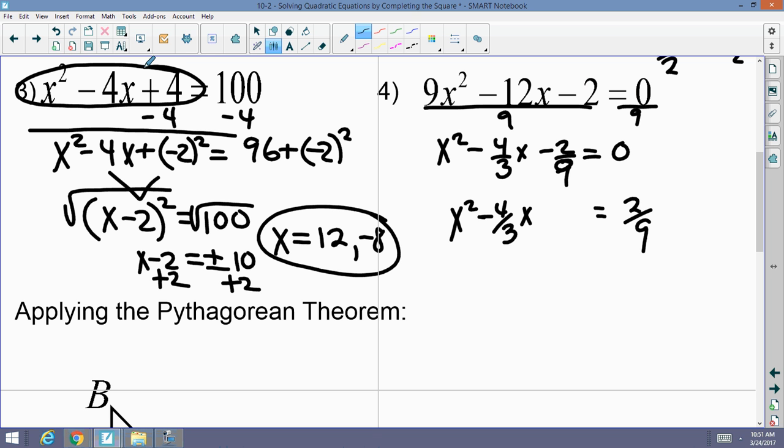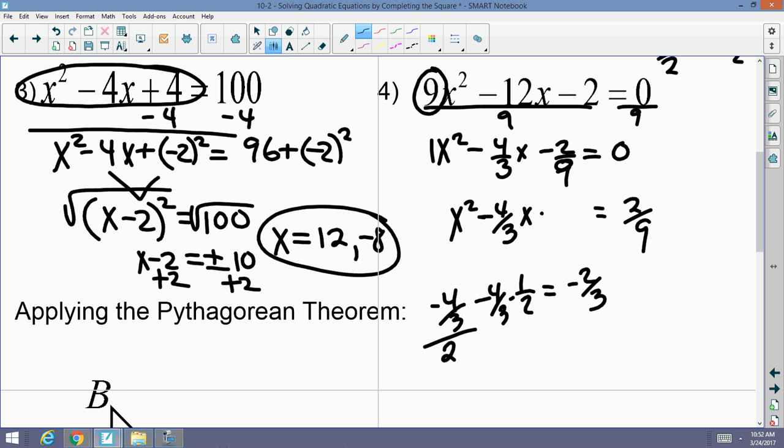Correct. When you divide by 9, that's why you want to divide by a, because you want there to be an invisible 1 as a coefficient there for x squared. So my b is negative 4/3. Now, guys, be careful. When you divide it by 2, remember, keep change flip. This is negative 4/3 times 1/2, which equals negative 2/3. Please be cognizant of that.